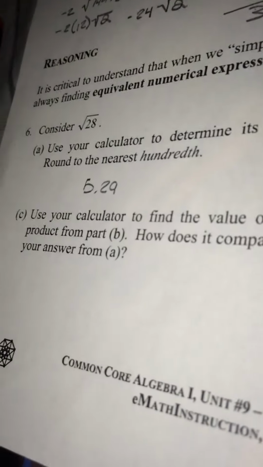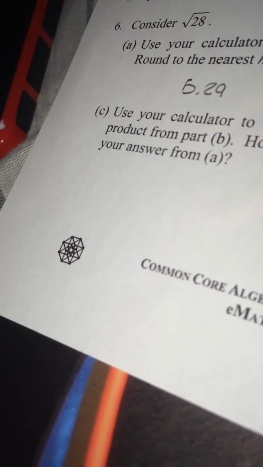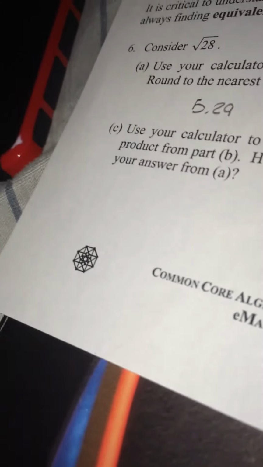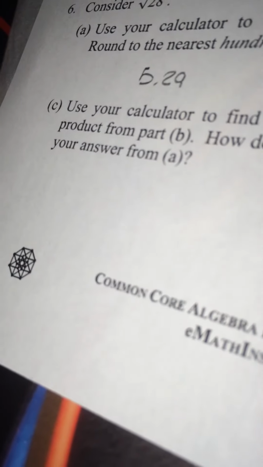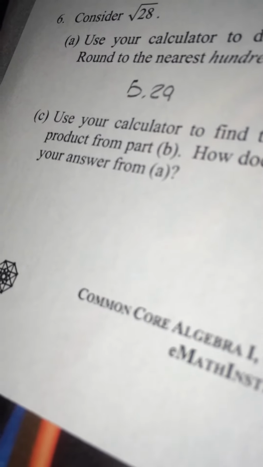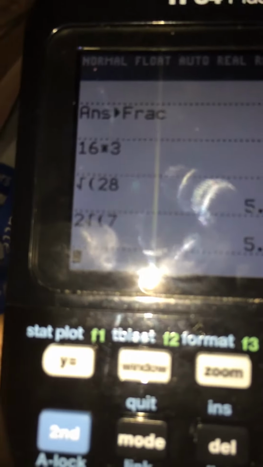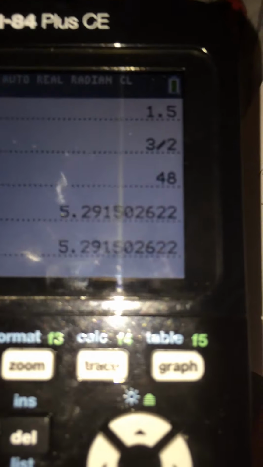Use your calculator to find the value of the product from part B. How does this compare to your answer from A? Well, I'm just going to tell you on the video instead of me writing it. It's different because when you do this in a calculator, you will get a different answer. So like if I put 2 square root 7, actually I'm wrong. It will be the same thing because you're just simplifying it. If I do this over, 2 square root of 7, they have the same thing. And if I round to the hundredth, it's still the same.